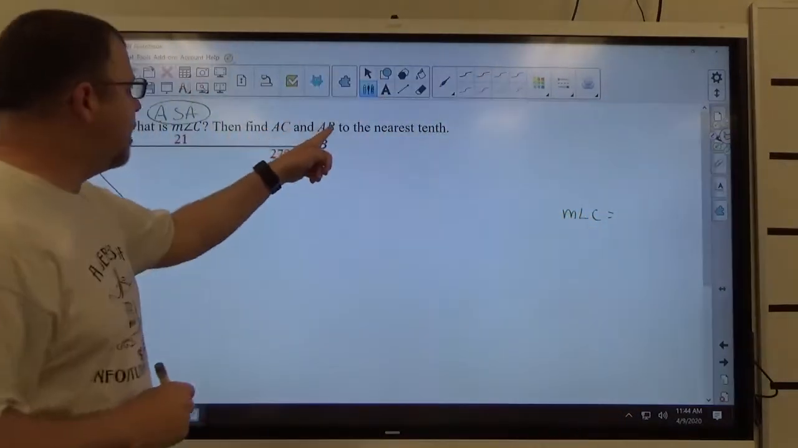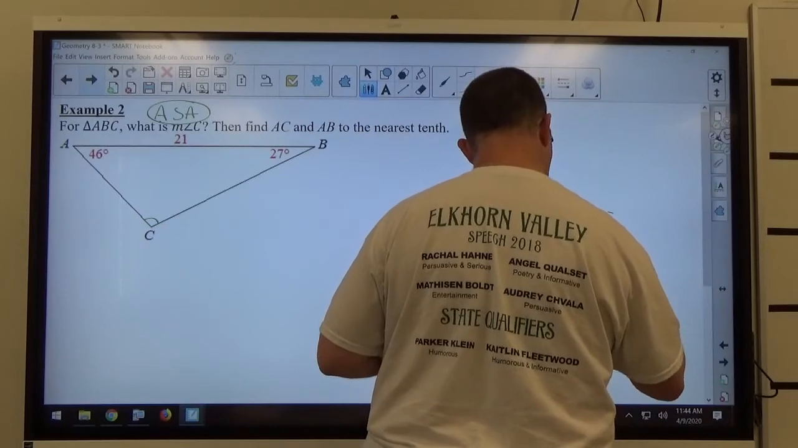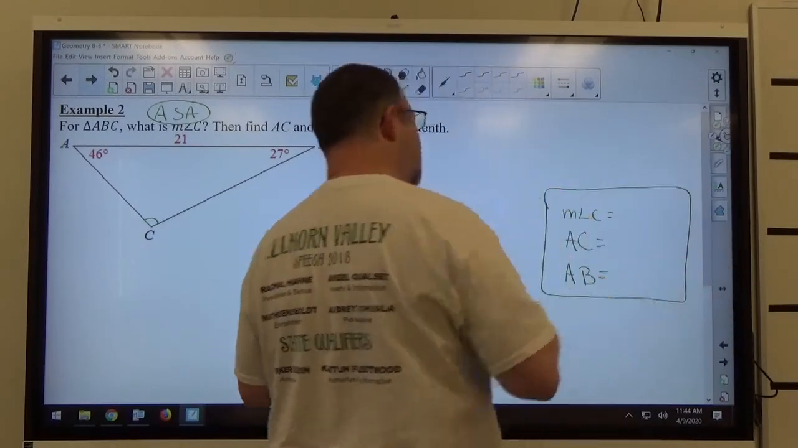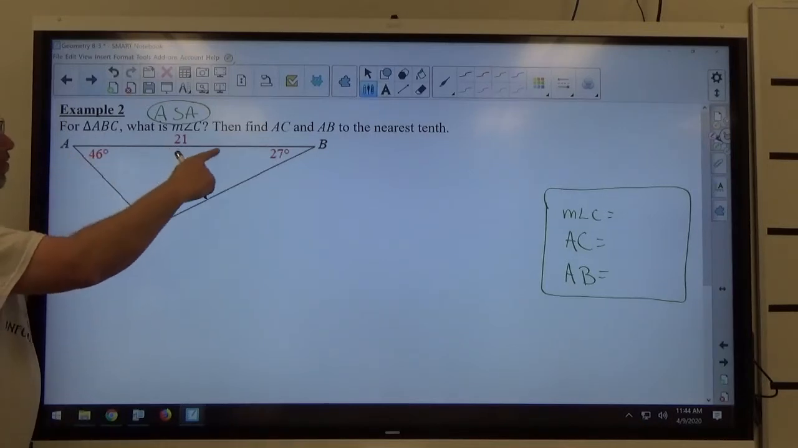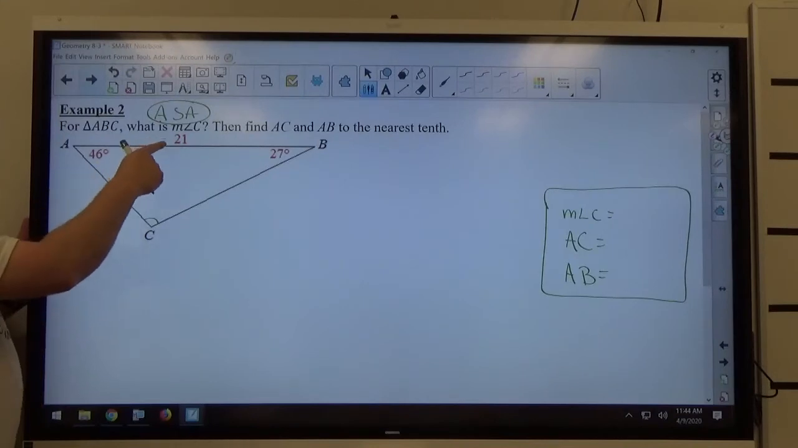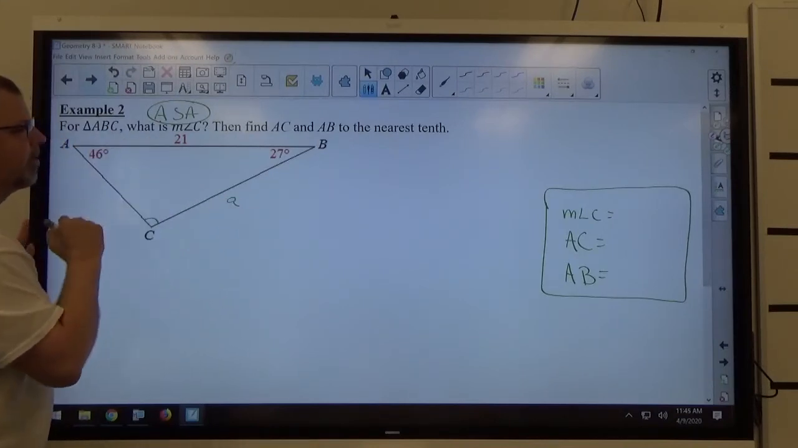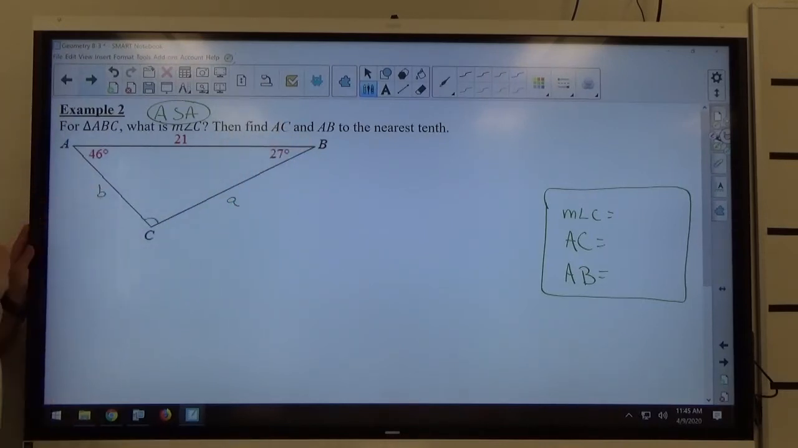It wants me to find AC and AB to the nearest tenth. Just realize that says nearest tenth. I went to the nearest hundredth, so just follow the directions on the rounding. On that last problem, we should have rounded to the nearest tenth, but we'll do it correctly on this one. So the angle measures are 46, 27, and C. This is 21. This is angle A, so I'm going to go across. This is going to be side lowercase a. This is angle B, so I go across. This is going to be side lowercase b.